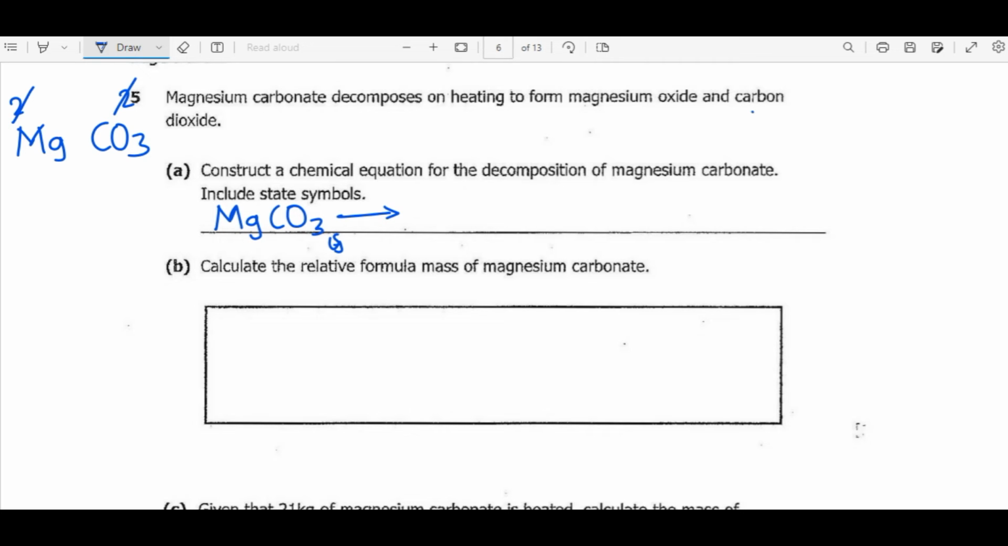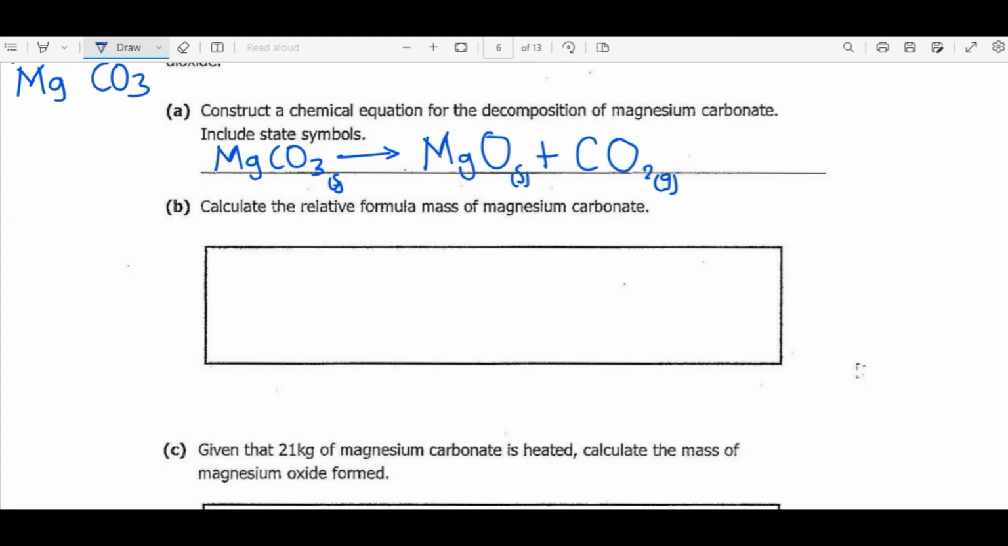Then we are told we are getting magnesium oxide. Magnesium has a valence of 2, oxygen has a valence of 2, so this will give us MgO solid, plus what else are we getting? Carbon dioxide, a gas. Now most decomposition equations where you have a group 2 metal, they are almost balanced. So if you look at this, it is a balanced chemical equation. Now let's go to question B.